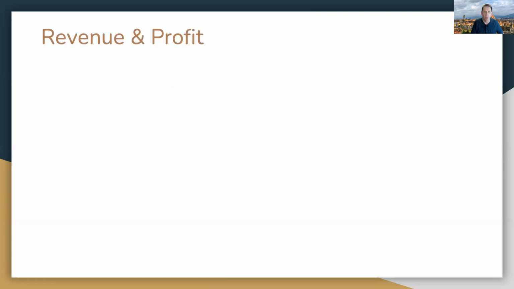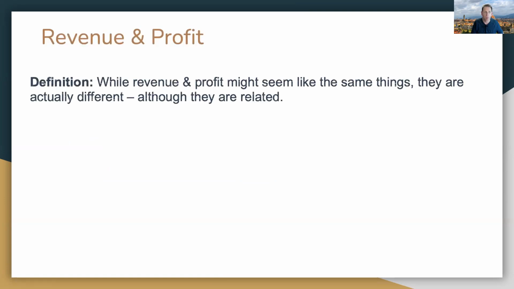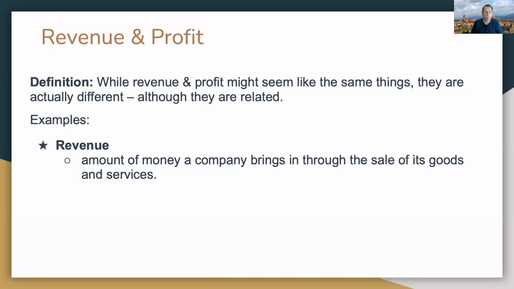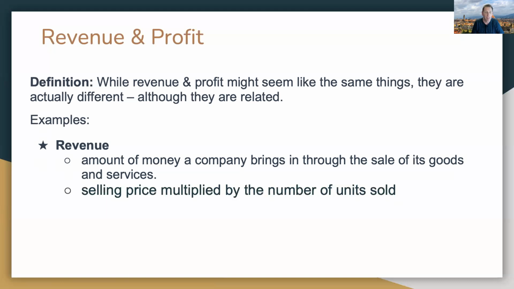Next is revenue and profit. They might seem like the same things, but they really are actually different, even though they are related. So, some examples. Revenue is the amount of money a company brings in through the sale of its goods and services. And this is the selling price multiplied by the number of units sold.